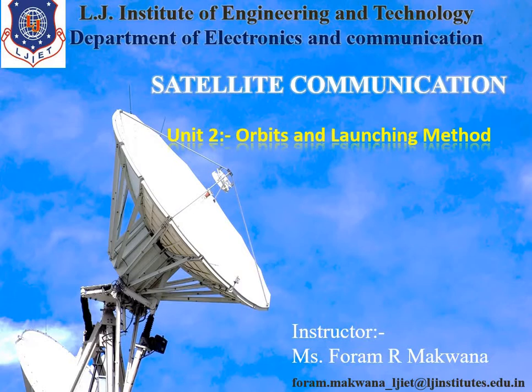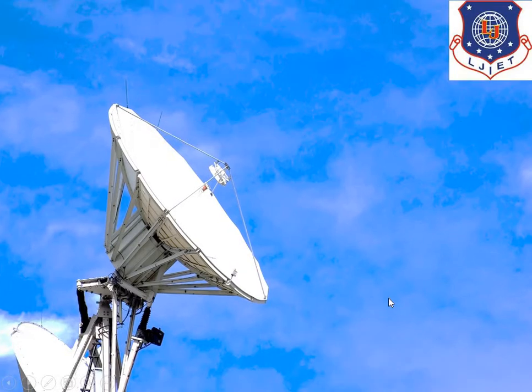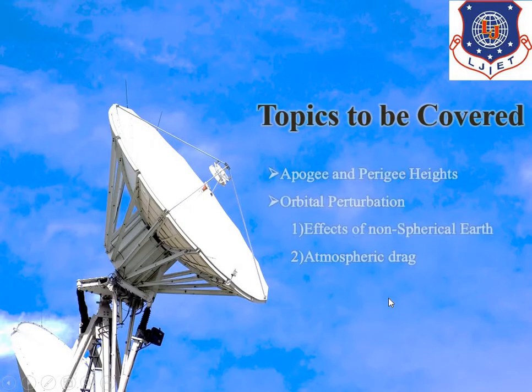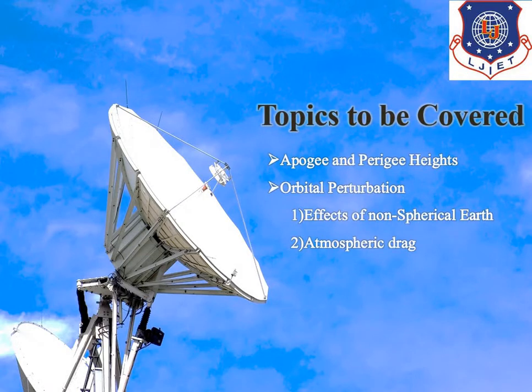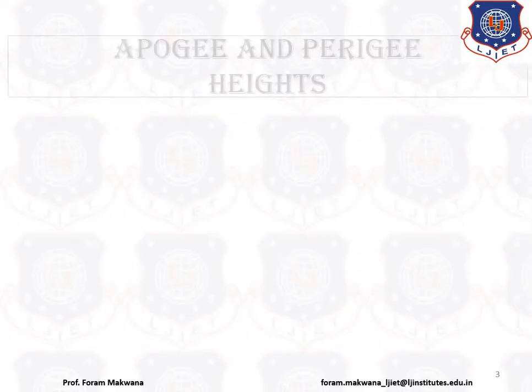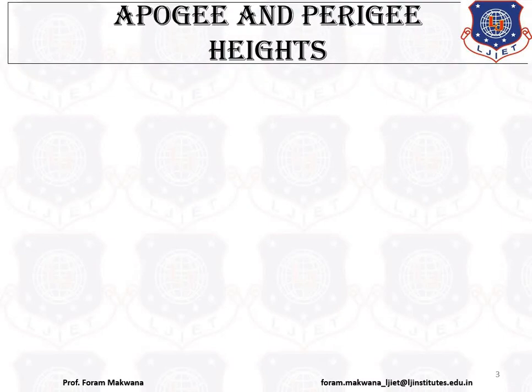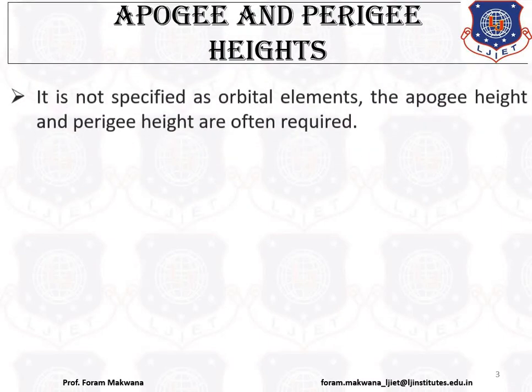In the last session, we started unit number 2 as per the GTU syllabus of satellite communication, that is orbits and launching method. We have studied Kepler's law and the orbital elements. In this session, we will cover apogee and perigee heights and the different causes of orbital perturbation. First, we are starting with apogee and perigee heights.